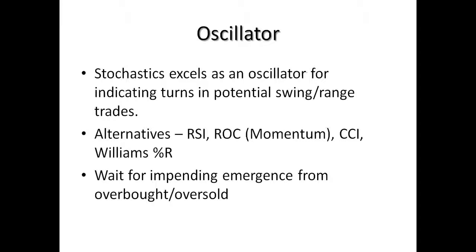Also, besides being used for divergences, oscillators can also be used to talk about emergence from overbought or oversold. I'll show you all this in a second. But stochastics, I tend to use stochastics. Now, the way a lot of people use these oscillators is that, let's say the oscillator goes into the overbought area. In the case of the stochastics, it's above 80. If it goes above 80, it's overbought. And a lot of people are saying, because it goes above 80, that now it's time to sell because it's overbought. I say absolutely not.